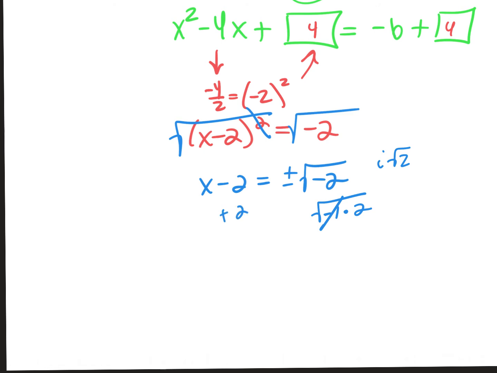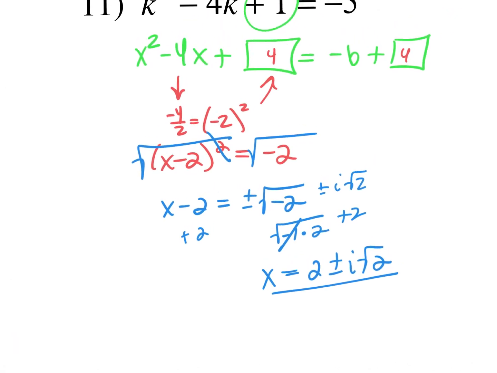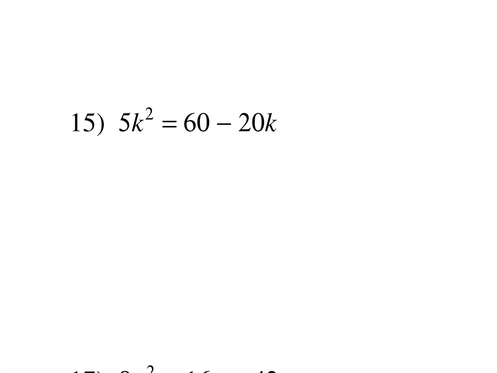So when we added 2 to both sides, you guys would have x equals 2 plus or minus I square root of 2. How many real solutions are there? None. They're both what? Imaginary. Okay. Really important that you guys can see that. All right. Let's see. What else do we got? Hold on. Okay. We look at 15.